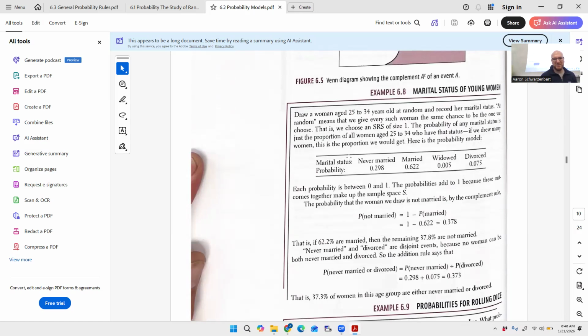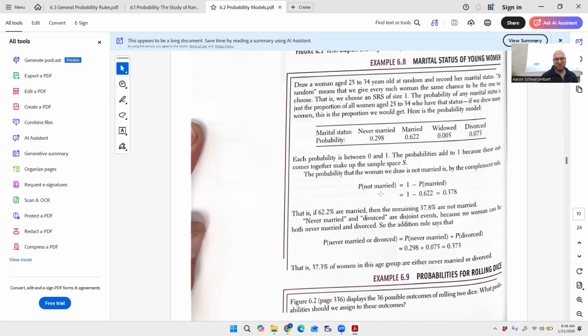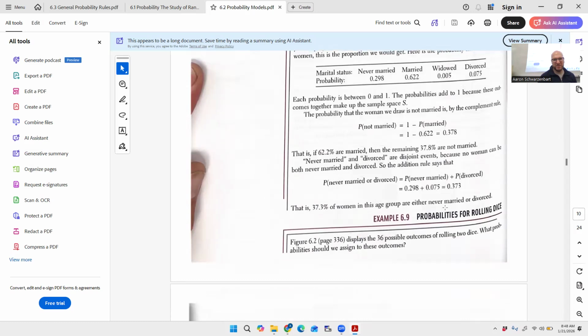So this is the marital status of young women, 25 to 34. Okay, we have never married, married, widowed, divorced. So, what's the probability of not married? That's 1 minus married. That's easier, probably. You could also add up never married, widowed, divorced, since you have all that data. But this complement rule is very nice and powerful.